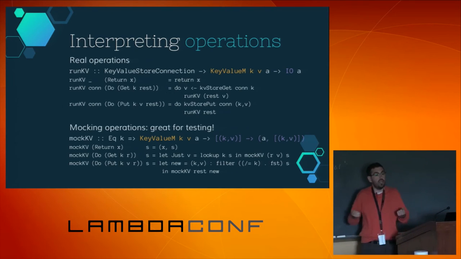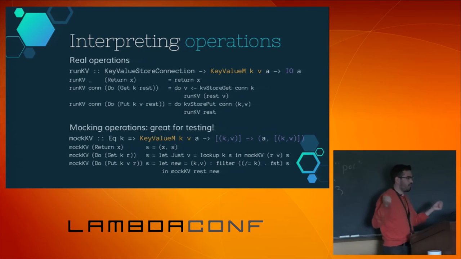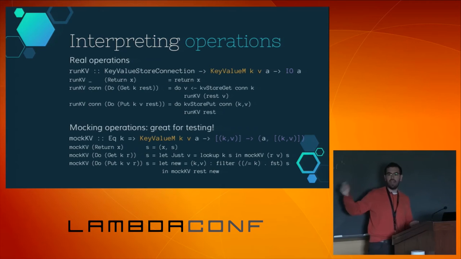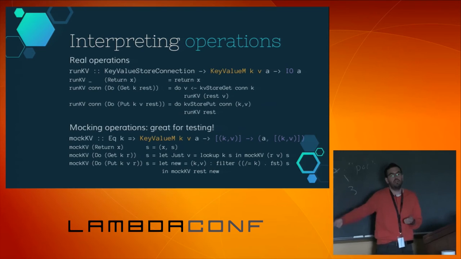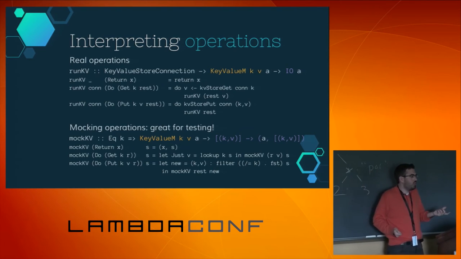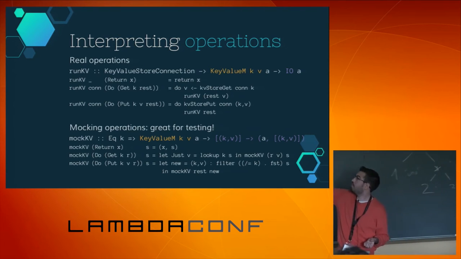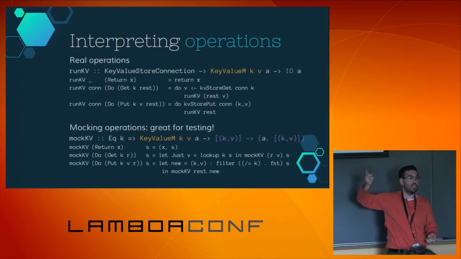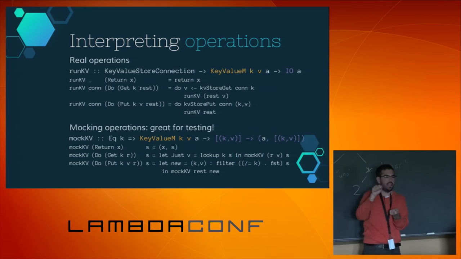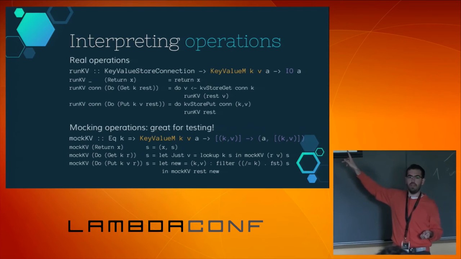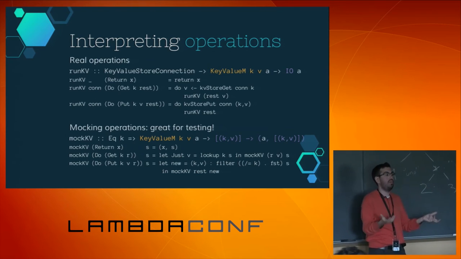So you can do it in a real machine. You can say, I have a key value store connection, and every time I have a get, I will actually get it from the key value store, or if I have a put, I will put it on the key value store. But you could also find another interpretation that mocks the operation, and this is great for testing. So I will define something which just records these things on a list. If I have to test my system, I can create a unit test, run it through mock KV, and figure out whether the result is what I was expecting without actually having to run anything on a database.